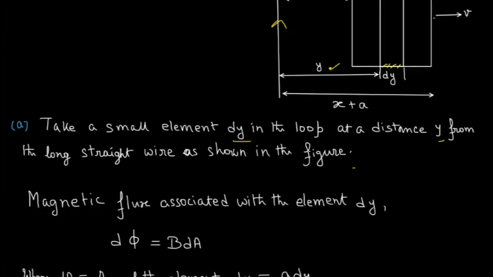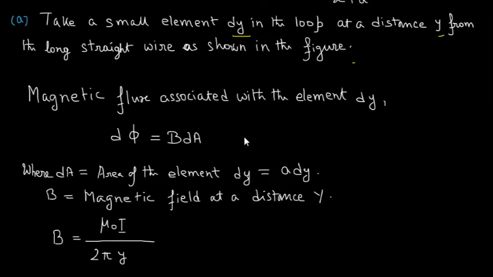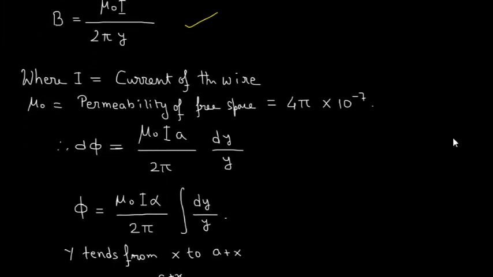Now the magnetic flux associated with the element dy, d phi, is equal to B dA, where dA is the area of the element, which is equal to a into dy, that is length into breadth. B is the magnetic field at a distance y. Therefore B is equal to mu naught I upon 2 pi y, where I is the current in the wire. Mu naught is the permeability of free space, equal to 4 pi into 10 to the minus 7. d phi is equal to mu naught I a upon 2 pi multiplied by dy by y.